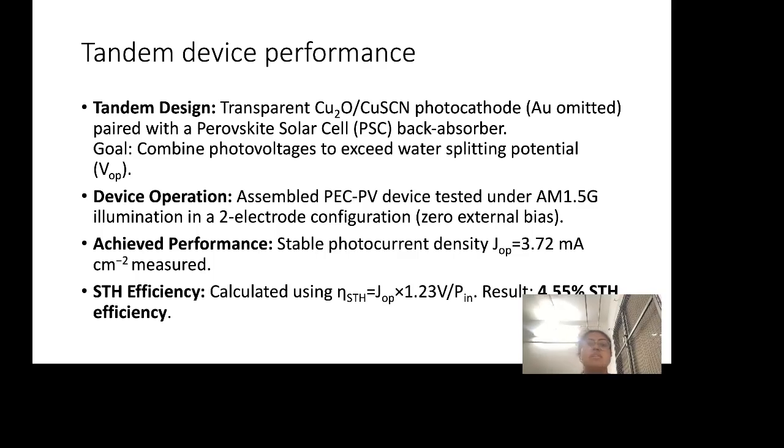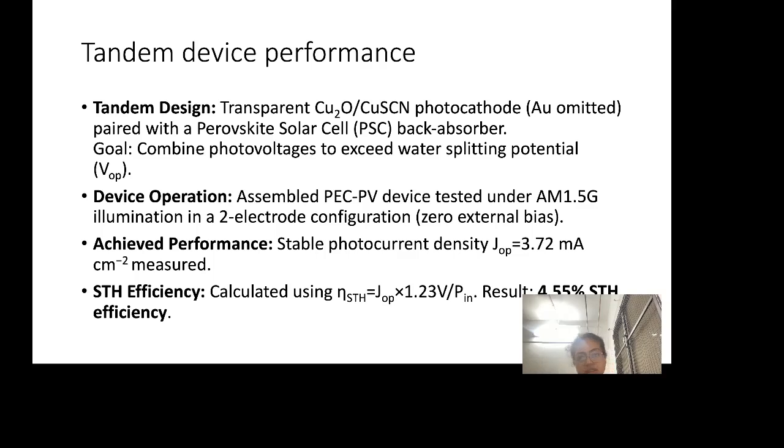Finally, of course, we make a PEC-PV tandem device with the help of a cuprous oxide and copper thiocyanate photocathode, removing the gold, and a perovskite solar cell. The goal is to combine the photovoltages to exceed that needed for splitting water.